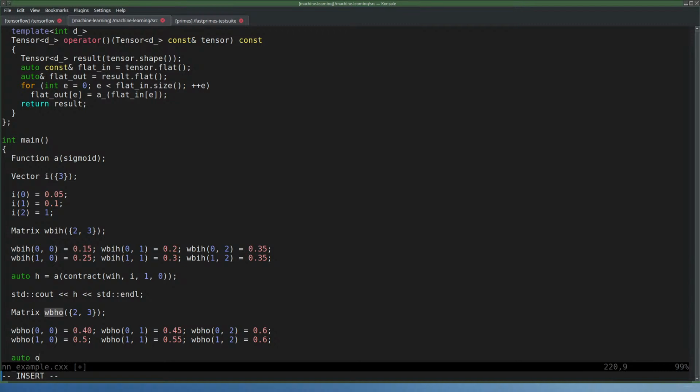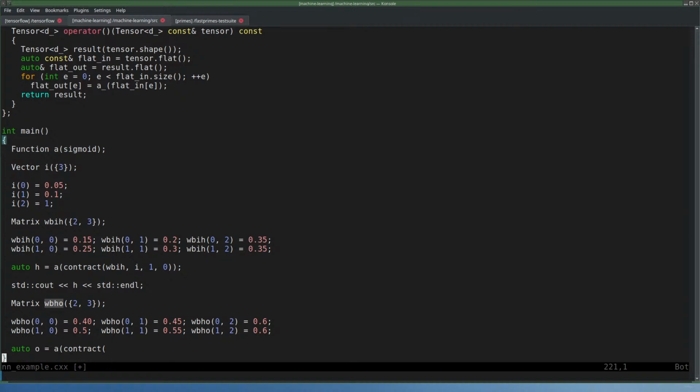And then the output is equal to, again, the sigmoid function on the matrix product. There was a B here, which now becomes the WB hidden to output, comma H, comma 1, comma 0 still. And let's print that in as well.